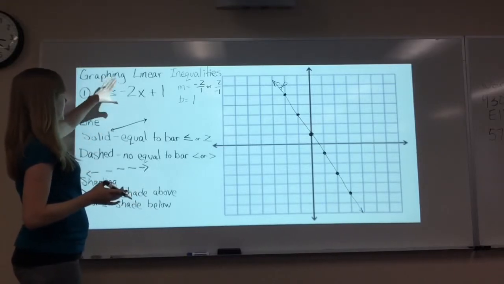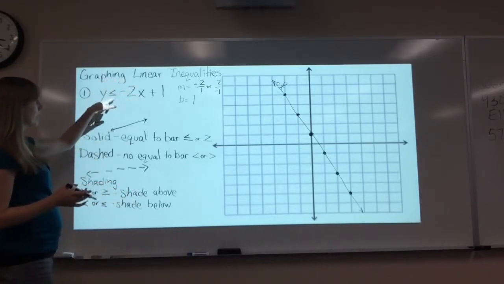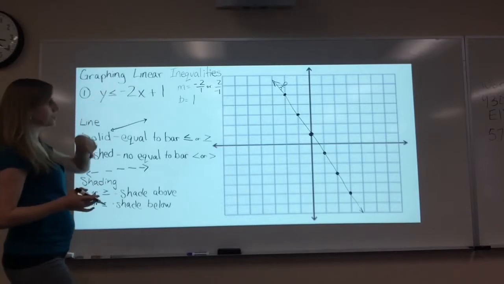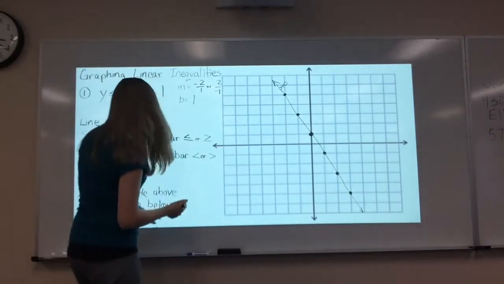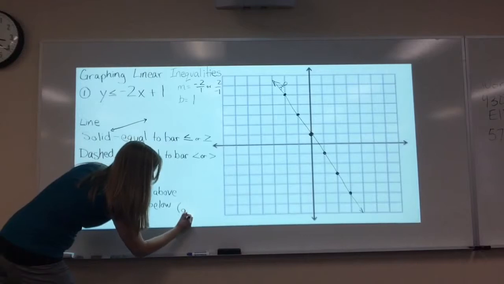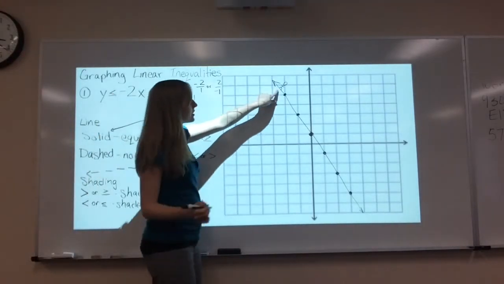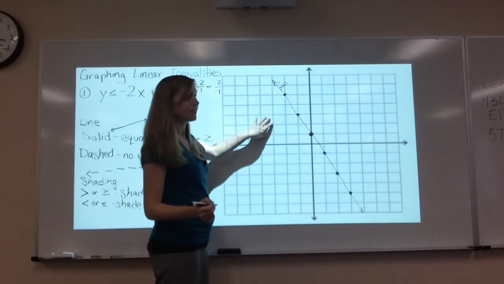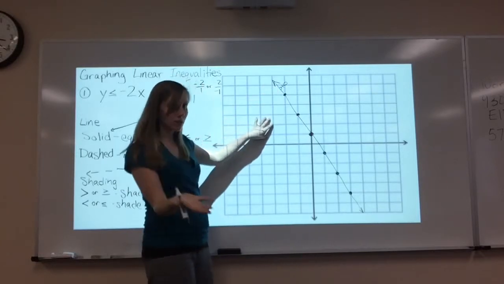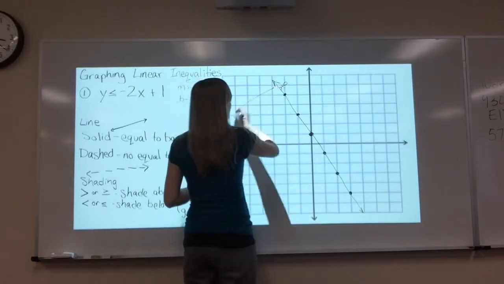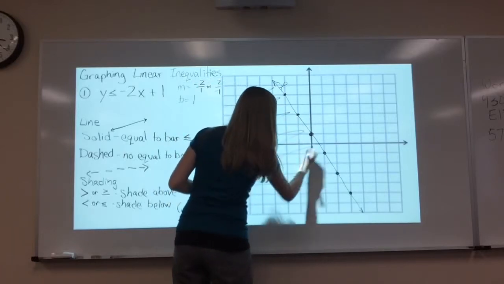This is less than. It's eating the numbers, okay? Y is less than, which means I shade below. I think of below like the grass, okay? So if my person is standing here, the grass would be below their feet, right? So that would be the below side of the line. So I shade all of this.